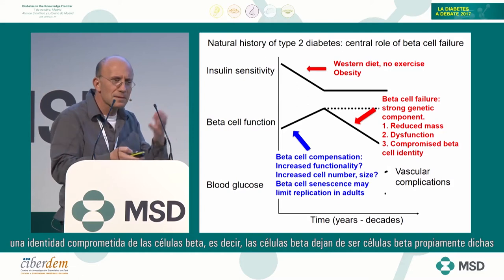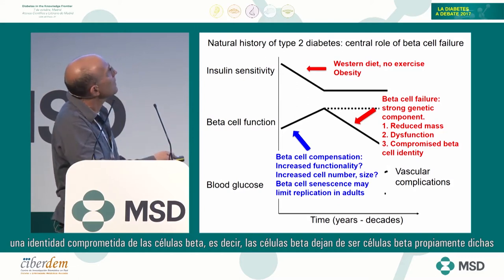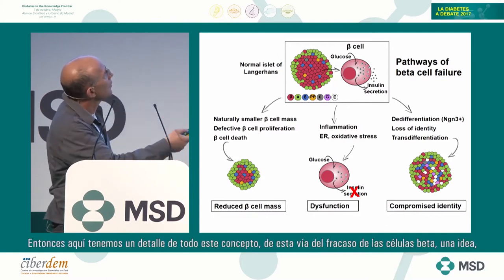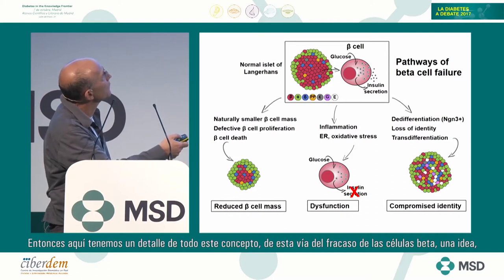They stop becoming beta cells. They turn to something else. So here is a blow-up of this concept, presumed pathways for beta cell failure.